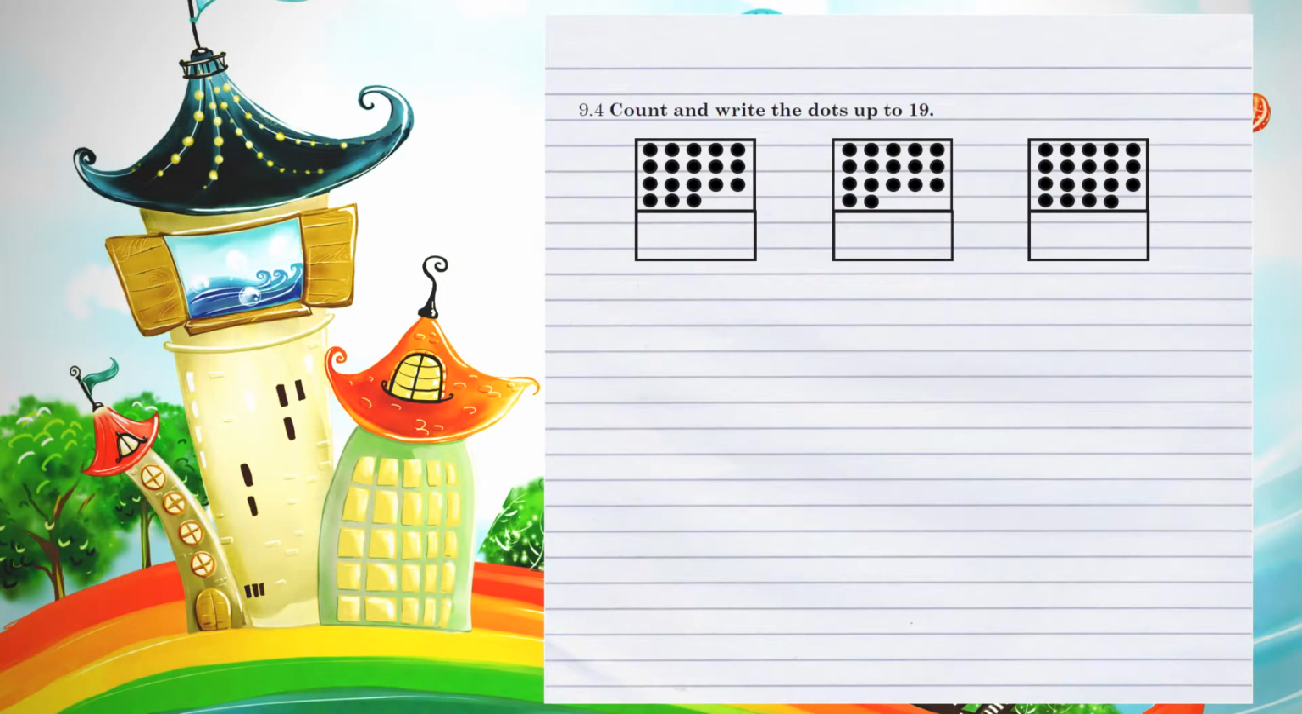Unit 9.4, counting and write the dots up to 19. Let's look at this box over here. 5 at a time. We have our first 5, and our second 5 we know makes 10. We have a third 5, which makes 15. Then we have 16, 17, 18, 19. A 19 is a 1 and a 9 put together.